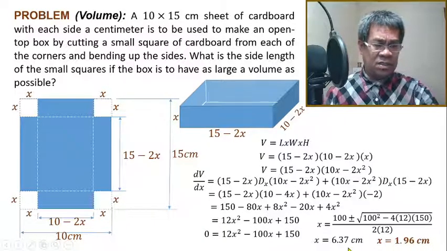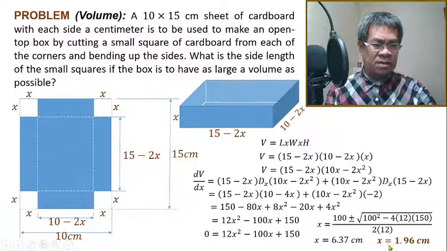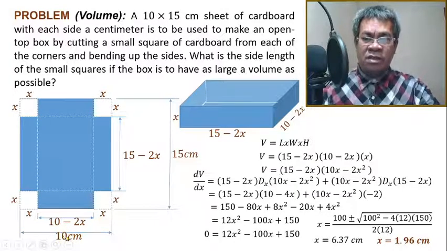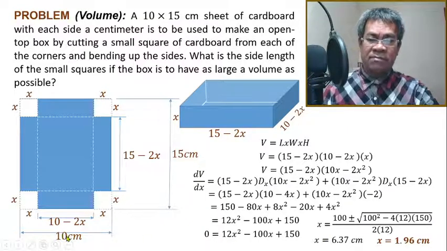So what do you think? Which will be the correct answer? We have only one answer to this. It's either 6.37 or 1.96. Okay. To analyze, look at this one. If you use the 6.37 for x, look at this one. Our dimension of the cardboard is only 10 centimeters by 15. So on this side, if you have to cut 6.37, your 10 centimeters is not enough. Did you see the reason?